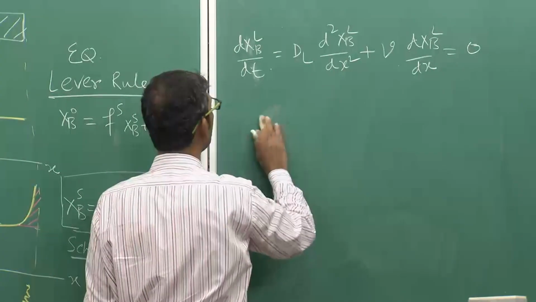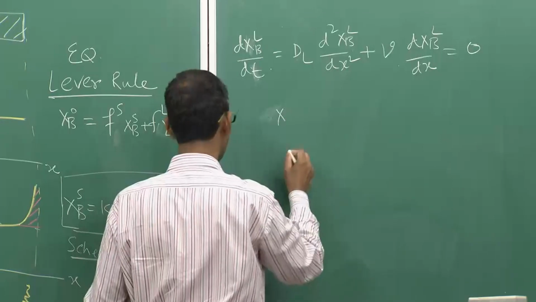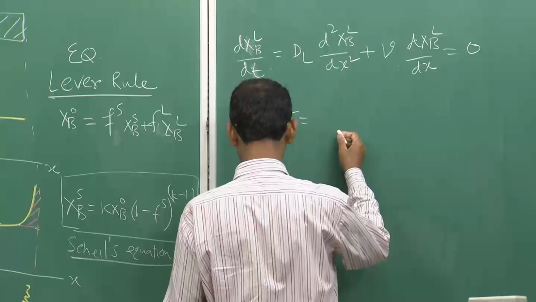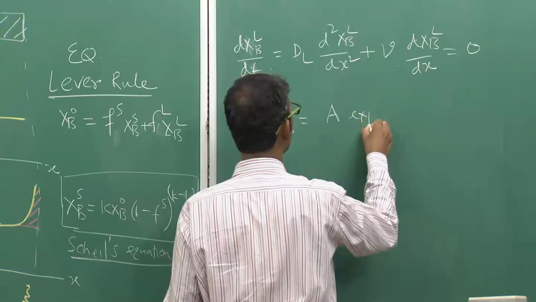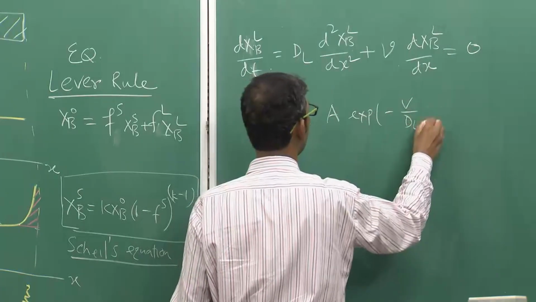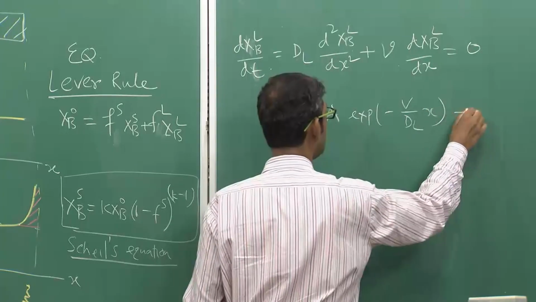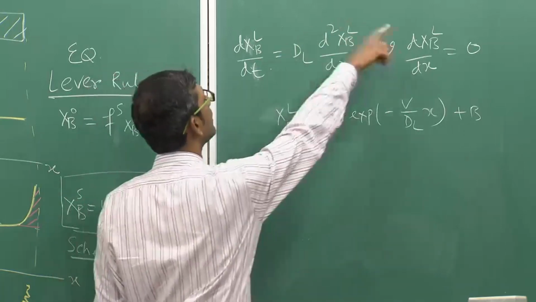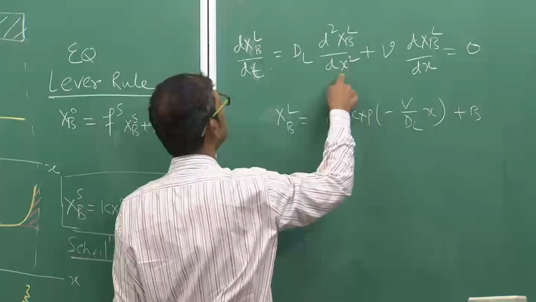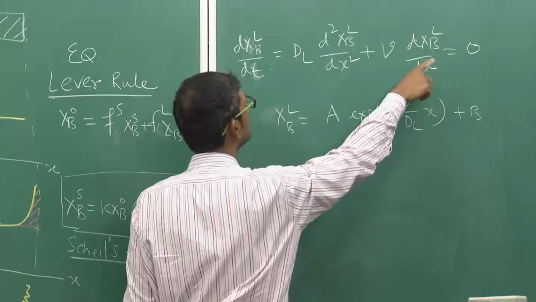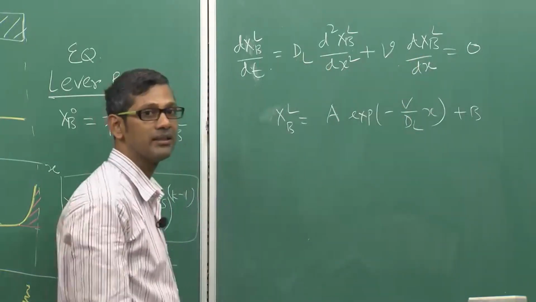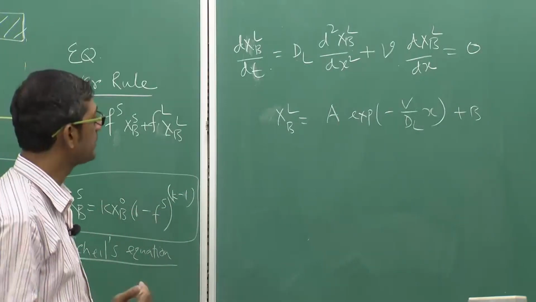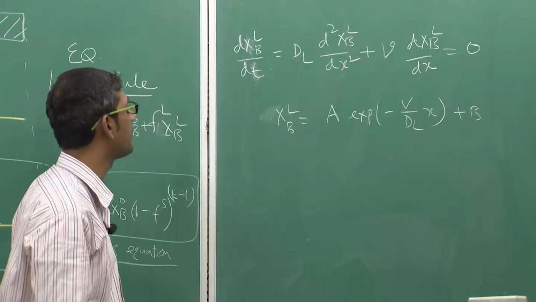So finally, if I solve that equation, what can I get? I can get XBL. The solution will be very simple, very easy. It will be A exponential minus V by DL x plus B, where A and B are constants. You can see that. It is a second order differential equation, so d2X/dx2 is equal to minus V by DL multiplied by dX/dx. Then you can assume the solution of this equation is an exponential kind of solution. It is there in the standard mathematics books.